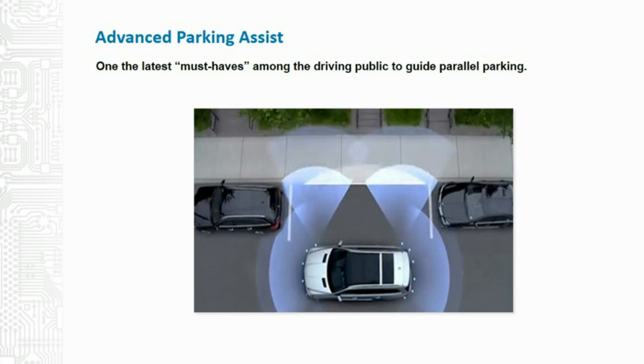Once the space has been found, all the driver has to do, as you see in the slide, is pull up next to it, bring the vehicle to a stop, and shift into reverse gear. Shifting into reverse gear causes a grid to appear, usually with colored green or red lines representing the corners of the parking spot, and adjustment arrows on the display, eliminating guesswork and assuring a perfect parallel parking job with no risk of damage to the vehicle or other vehicles.